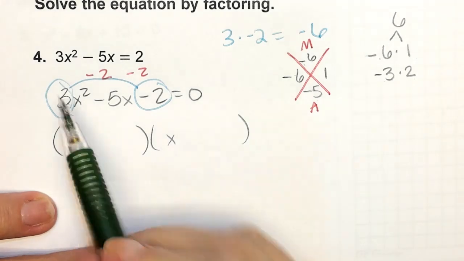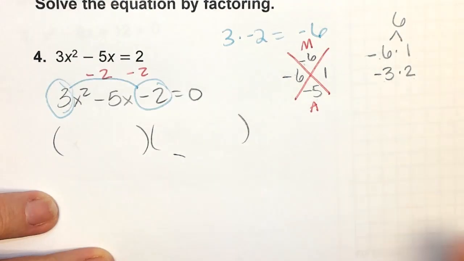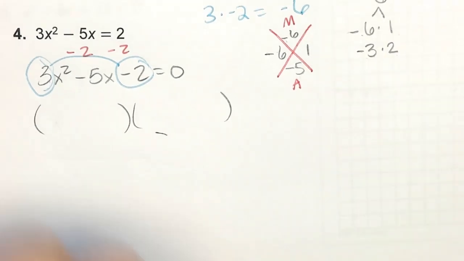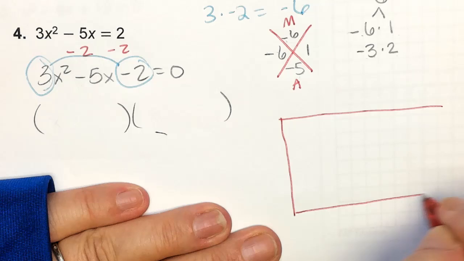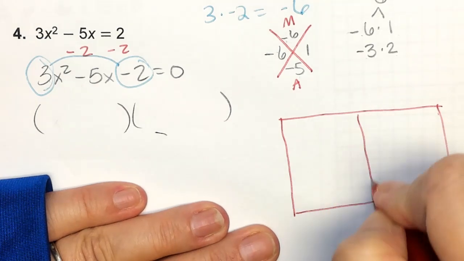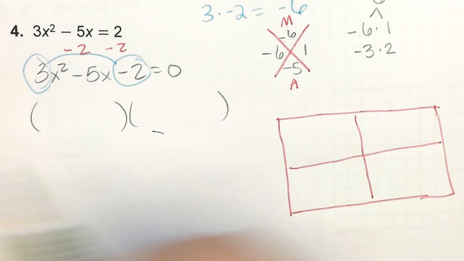Well, this time we can't because there is an a value. All right, so we're going to do the reverse box method. If you come up with another way to do this that you like, you are welcome to do it that way. This is just the easiest way that I have found to explain it.